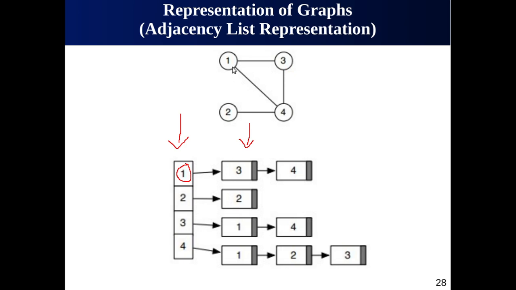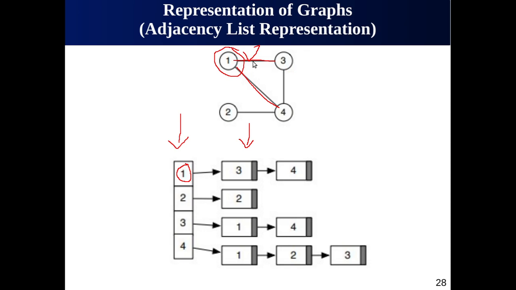Let us see how many nodes we have here: 1, 2, 3, and 4. Just write them in the array. Now the adjacency list for a vertex, for example 1, is the list of all vertices adjacent to it. Adjacent means directly connected. You can see 1 is directly connected with 3 and 1 is directly connected with 4 as well. These two are the adjacent vertices of node 1, 3 and 4.